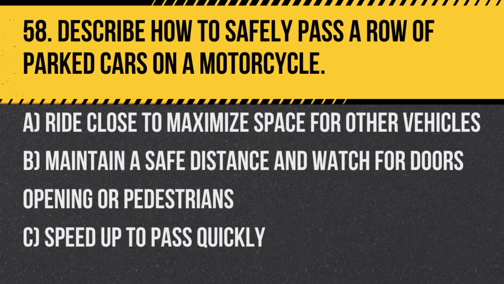Question 58. Describe how to safely pass a row of parked cars on a motorcycle. A. Ride close to maximize space for other vehicles. B. Maintain a safe distance and watch for doors opening or pedestrians. C. Speed up to pass quickly. Answer. B. Maintain a safe distance and watch for doors opening or pedestrians. Keeping a buffer zone reduces risks from sudden obstructions.